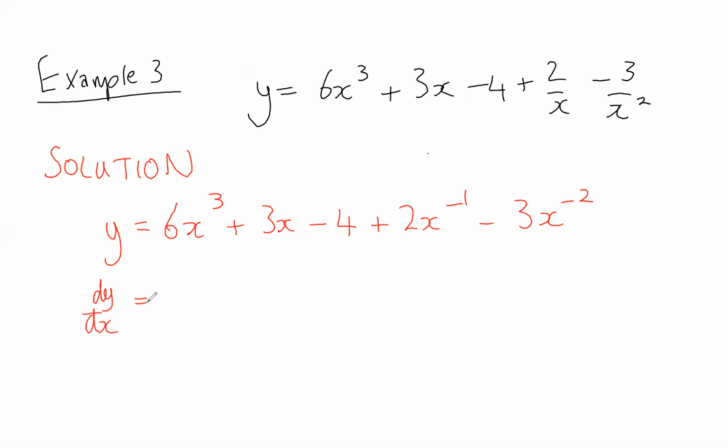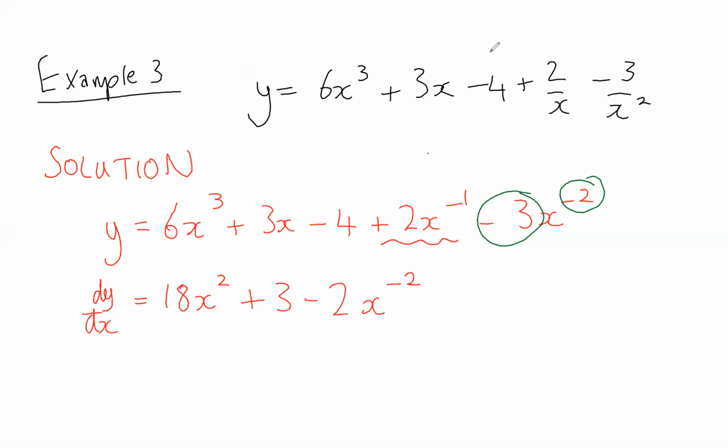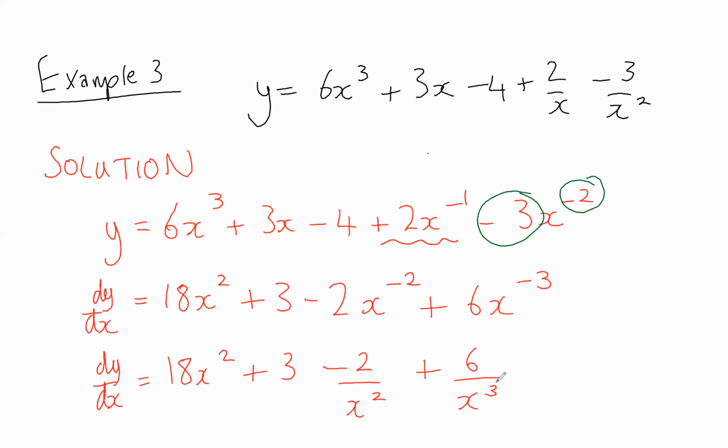Okay, so 6 times 3 is 18x squared plus 3. The number 4 just disappears. So now we're working on this one. So bring the minus 1 down. Minus 1 times by 2 is minus 2. Take away 1 from the indice. Minus 1 is minus 2. Then here we're doing minus 2 times by 3, which is minus 6. Then you take away 1 from the indice, and it's minus 3. And then just to rewrite it, it's nicer to rewrite it with positive powers only. So remember that x squared can go to the bottom, and that x cubed can go to the bottom.